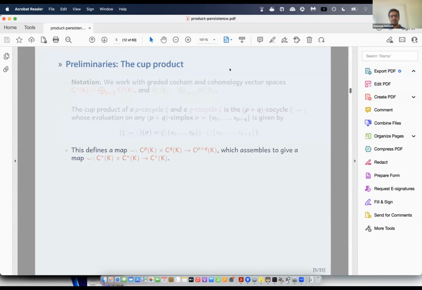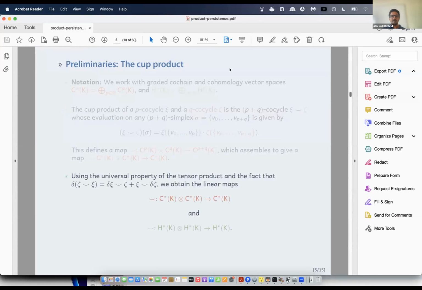So this gives us a map from C^* (K) times C^* (K) to C^* (K). And using the universal property of the tensor product and the Leibniz rule, we also obtain linear maps from the tensor product of C^* (K) with C^* (K) to C^* (K), and the tensor product of H^* (K) with itself to H^* (K). Note that we denote all these maps using the symbol cup.